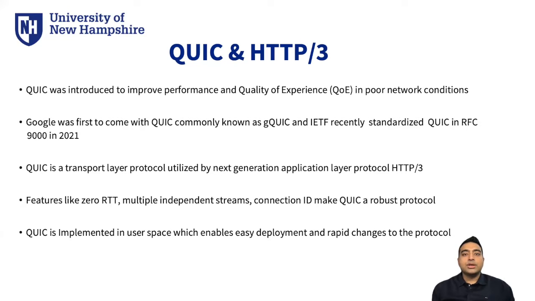QUIC introduced zero round trip time to reduce latency along with other features such as multiple independent streams and connection ID. QUIC offers both 0 RTT and 1 RTT connection setups. The 0 RTT handshake only works if there has been a previous connection. If the client and server are geographically distant, each round trip time can take over 100 milliseconds, so having a 0 RTT connection helps in reducing the latency.